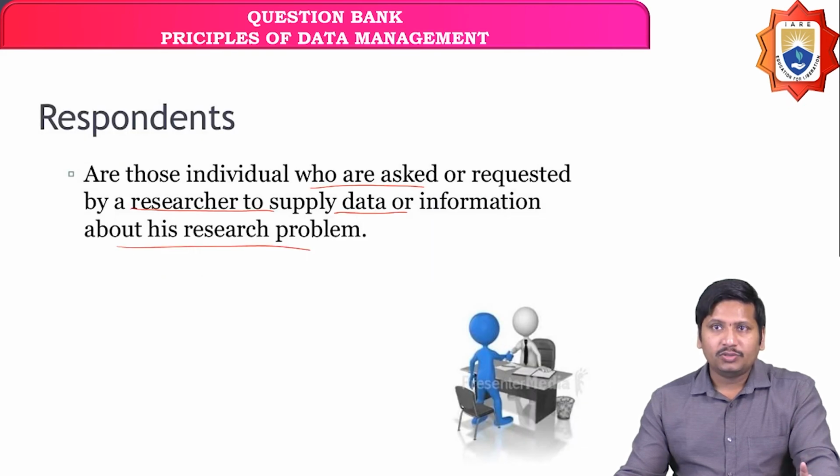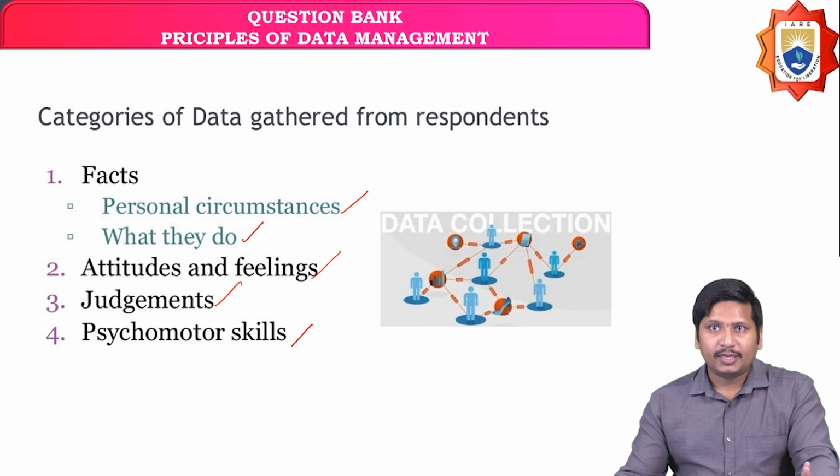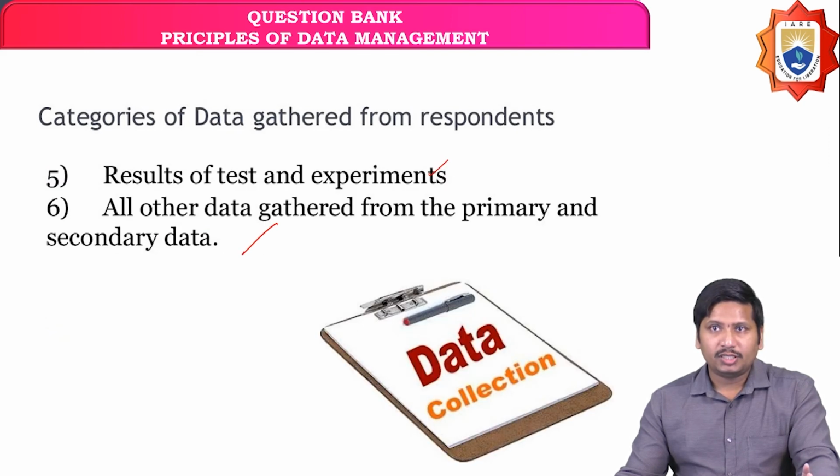And then respondents. So a respondent is the individual who is going to be asked and requested by the researcher to supply data or information about his research problem. And the categories of the data from the respondent will be facts, attitudes and feelings, judgments, and psychometric or skills, and the results of the test and experiment, or all other data gathered from primary and secondary also.